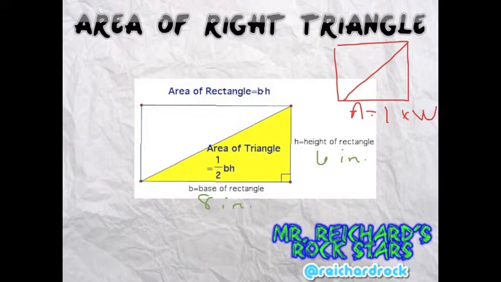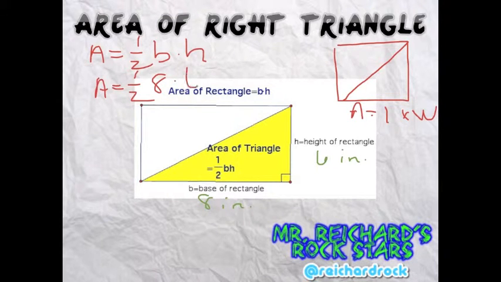Now, let's plug it into the formula and see if that theory holds up. So A equals 1/2 B times H. So 1/2, my base is 8, times my height, which is 6. I'm going to have my 8. Half of 8 is 4, times 6. Area equals 24 inches squared. It seems to hold up just like that. So you have a couple of different methods to go about finding the area of a right triangle, guys.